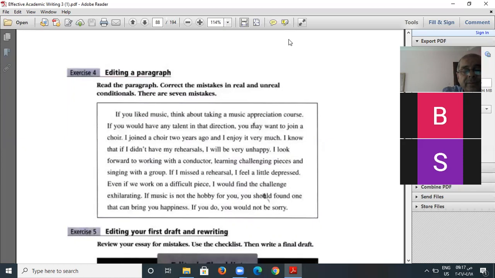Even if we work on a difficult piece, I would find the challenge exhilarating. We remove would and make it find the challenge exhilarating. Just a moment. Okay. Even if we work on a difficult piece, I find the challenge exhilarating. We change the main clause. It becomes fine without would because it's real.